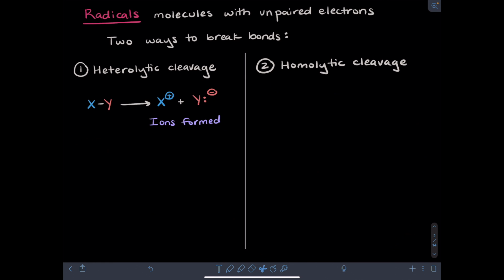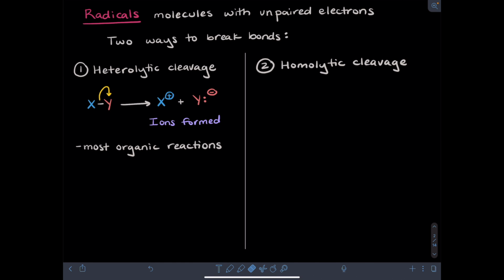In a heterolytic bond cleavage, a bond between two atoms, labeled here X and Y, breaks, and both of the electrons go to one of the elements of the bond. In this particular case, the electrons are going to atom Y, so I would draw this as a curved arrow from the middle of the XY bond to Y. This would form an X cation and a Y anion. So notice ions have formed in this heterolytic cleavage.